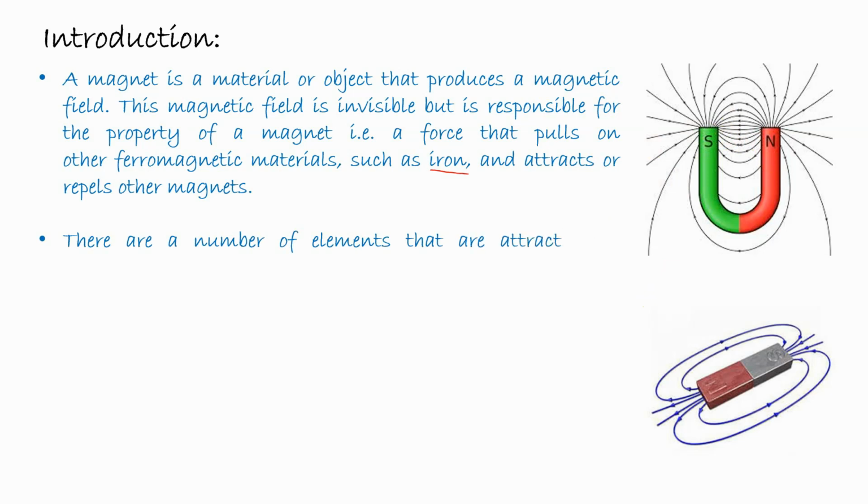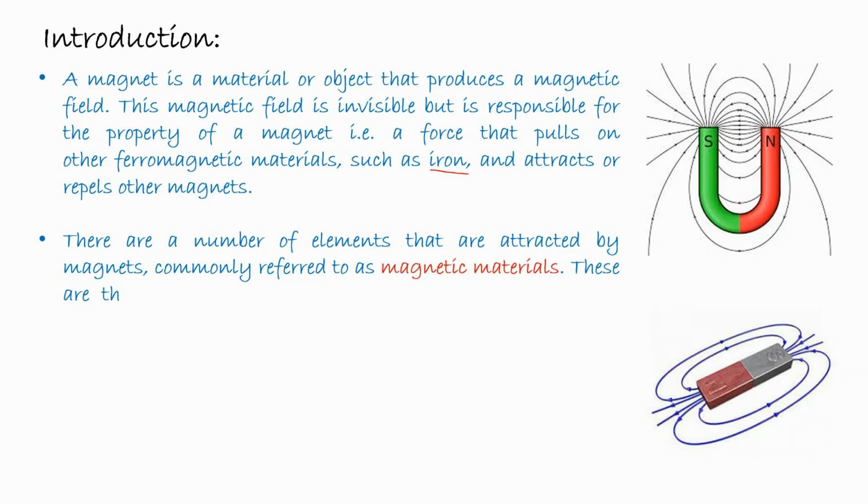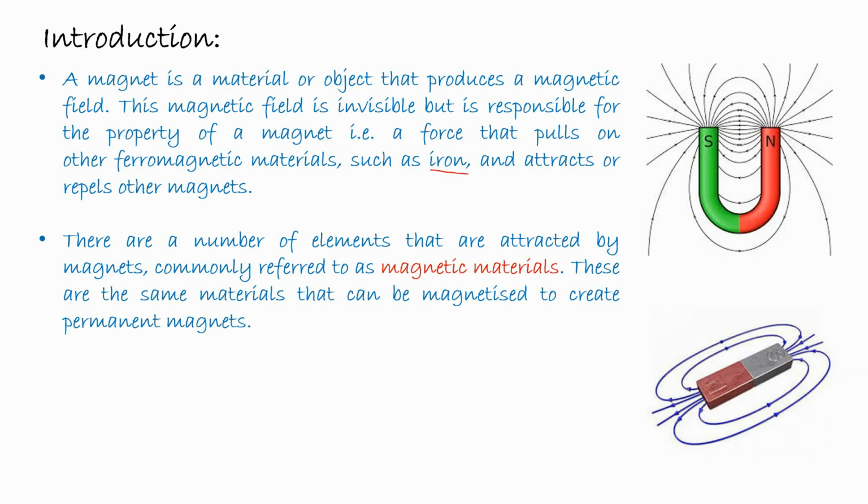There are a number of elements that are attracted by a magnet, which are commonly referred to as magnetic materials. These are the same materials that can be magnetized to create a permanent magnet also. So remember one thing, magnetic materials are basically considered as ferromagnetic materials. And this material has the characteristic to become a permanent magnet. It can be converted to a permanent magnet, or if we bring a magnet near the magnetic material, it will be attracted.